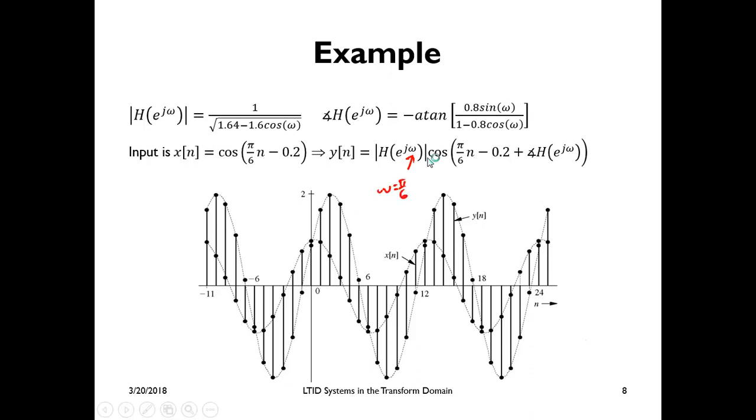I also have to shift the phase of the sinusoidal signal by the angle of the frequency response of the system. So that's angle of H, and I'm going to evaluate the above expression for omega is equal to pi over 6. So if we do a plot, x of n, which is our sinusoidal signal cosine(pi over 6 n minus 0.2), is shown over here. The output signal is going to be shown over here. So it's going to be changed in amplitude by the amount here, and it's going to be shifted in phase by the angle amount shown over here.